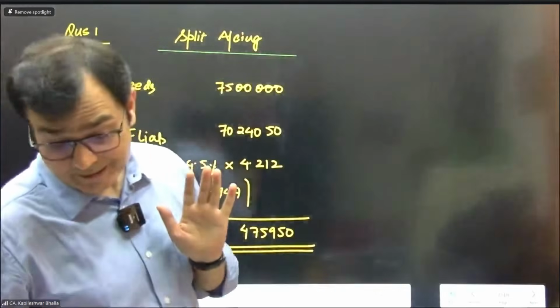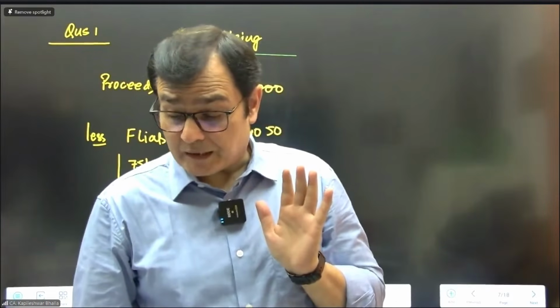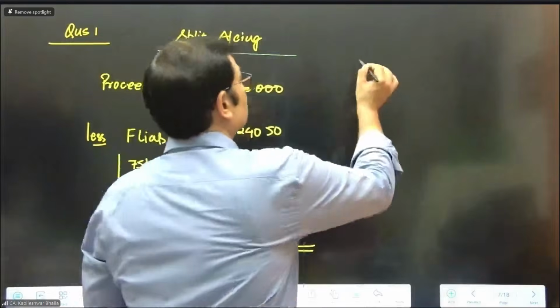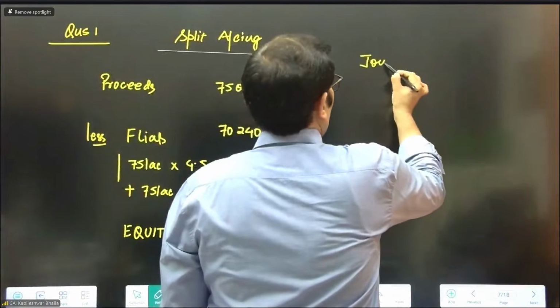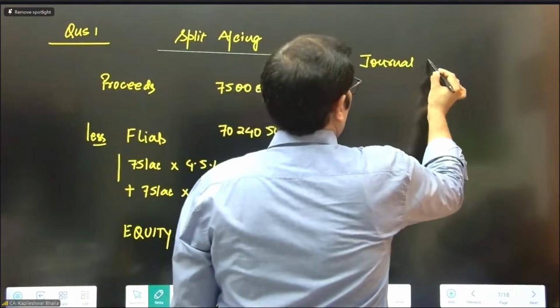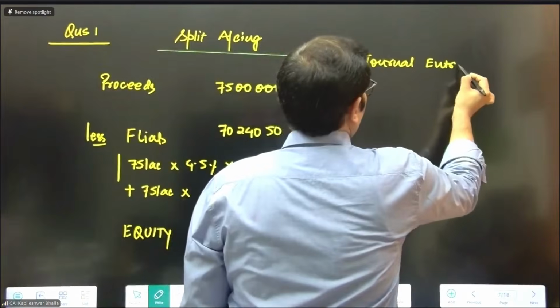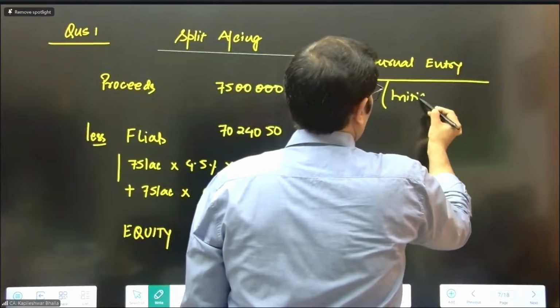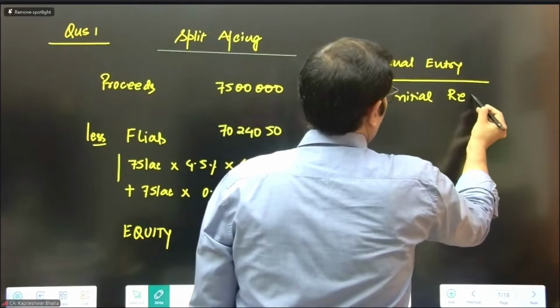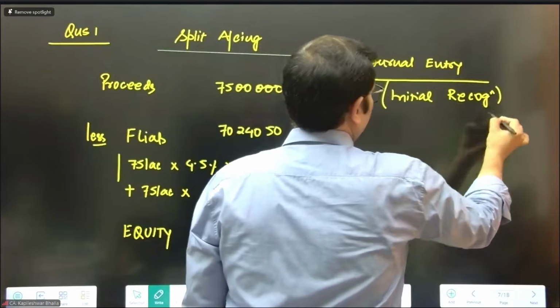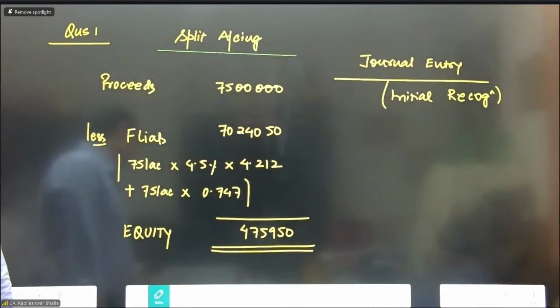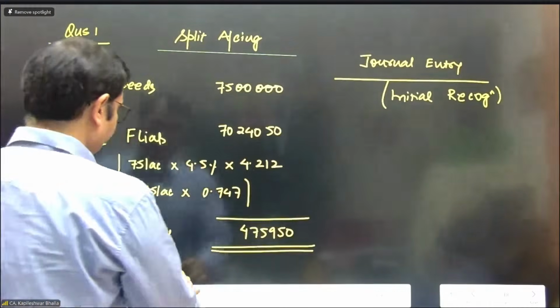Now, what does the question say at the beginning? It says provide the appropriate accounting entries for the initial recognition. So he is focusing on the journal entry which is to be done at initial recognition. The question is very clear that I want a journal entry in the books of the issuer at the time of initial recognition. So I think we can comfortably put the entry.